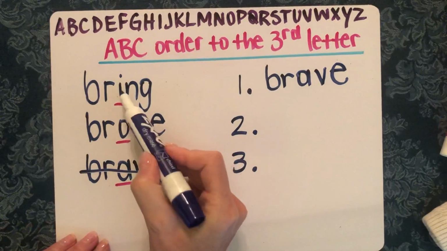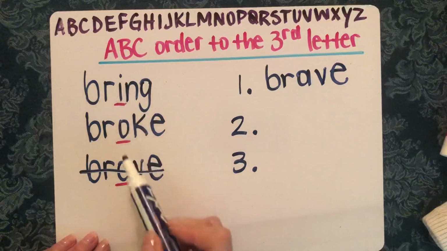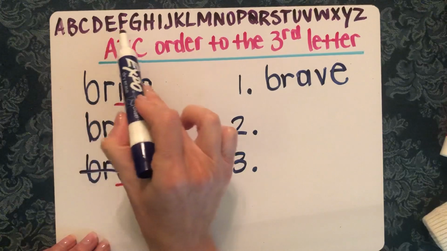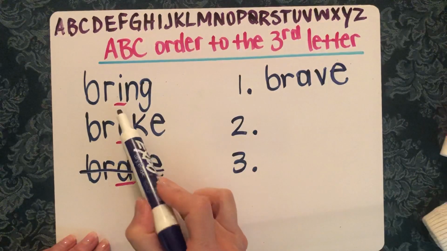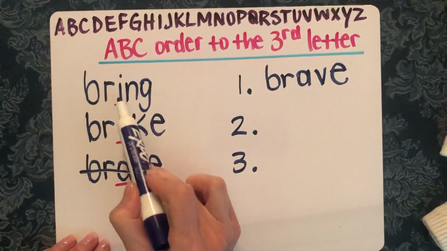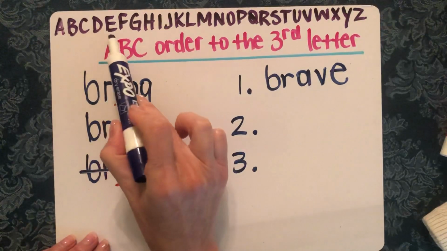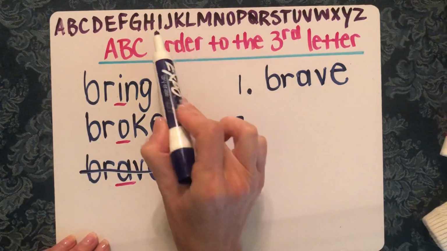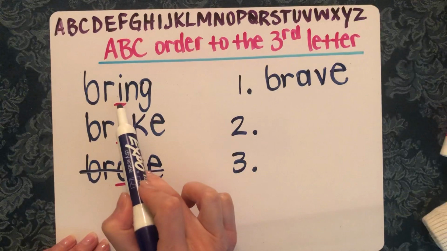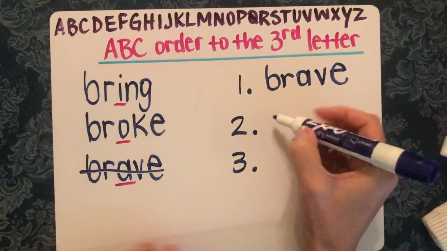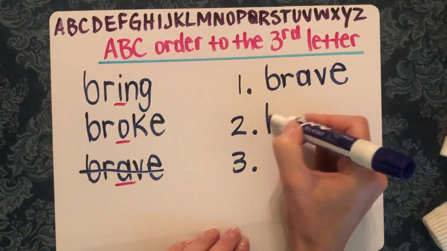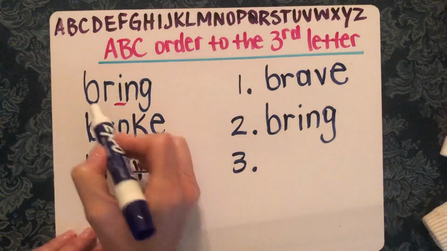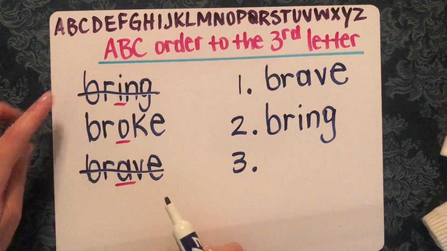So now we look to our other third letters. We ask ourselves, what comes first in ABC order? Again, let's look at our alphabet line. Is it I or is it O? If we look in ABC order, we can see that I comes before O. So I is going to be our next word in ABC order. We're going to write that over here, and that's bring. So bring is our next word in ABC order. And then I'm going to cross that out because we've already used it.